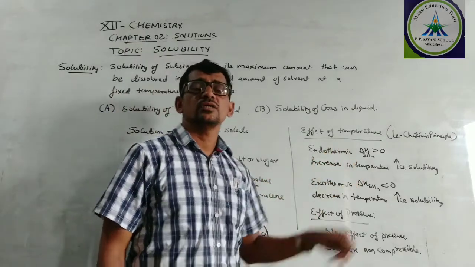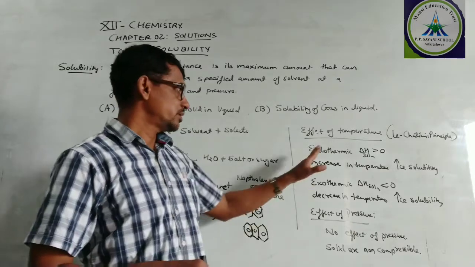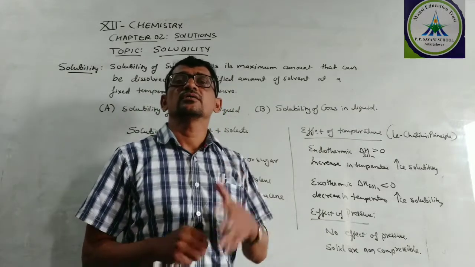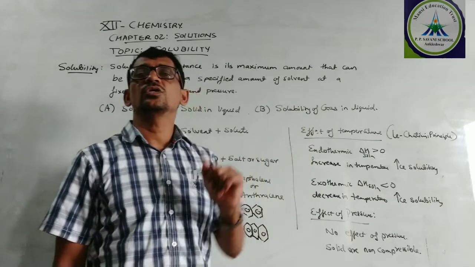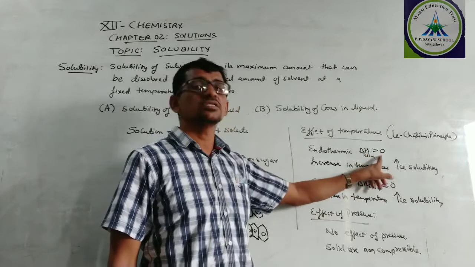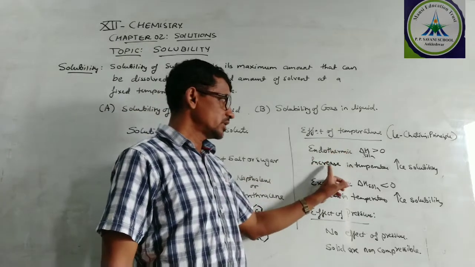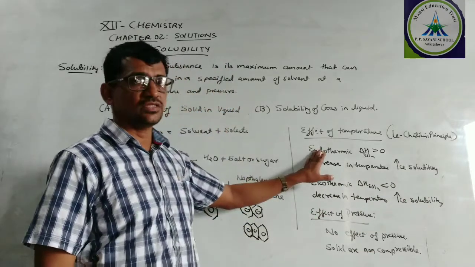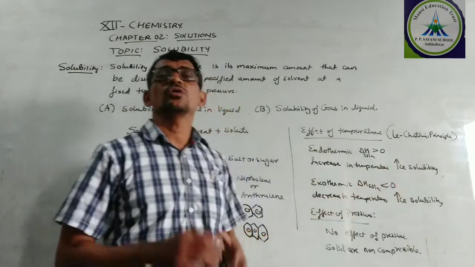In an endothermic reaction, when you add solute in solvent and a solution is prepared, heat goes into the system from the surroundings. Then it is endothermic, and delta H of solution is greater than 0, meaning the system gains energy in the form of heat. So an increase in temperature will increase the solubility. For a system in which the process is endothermic, increase in temperature is favorable for solubility.